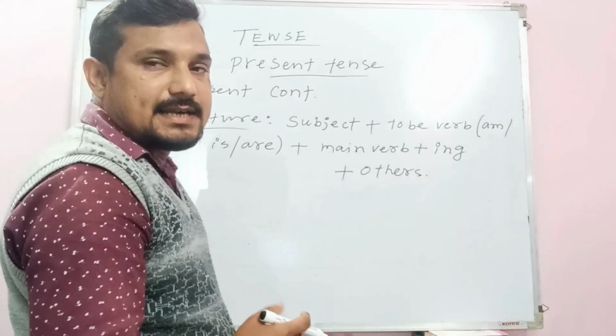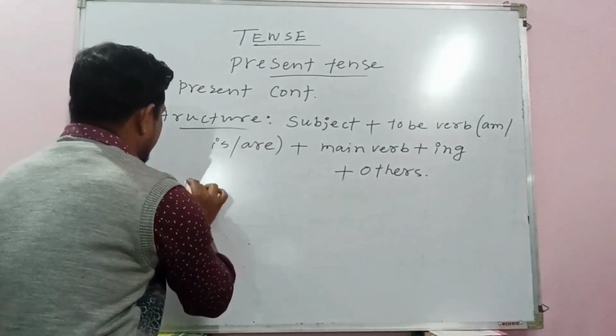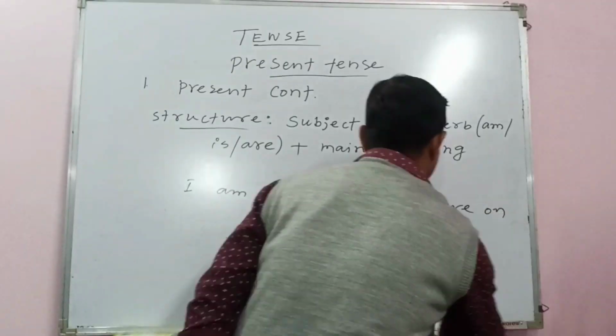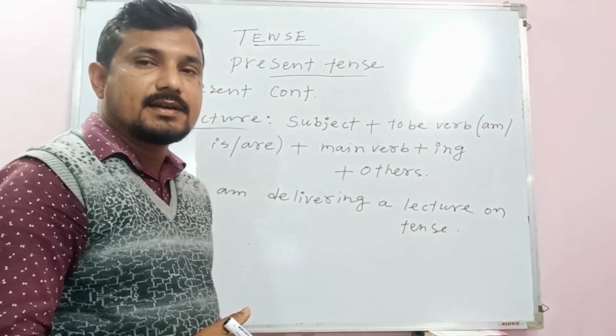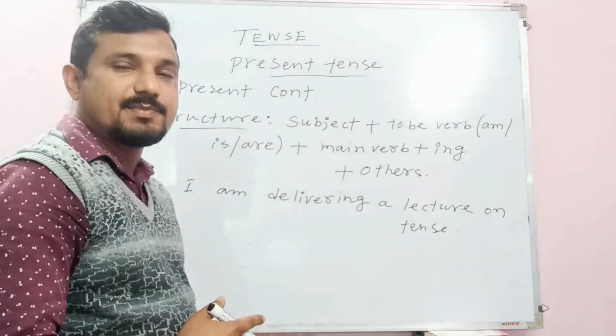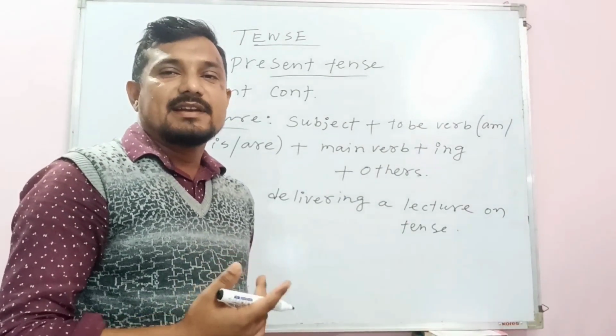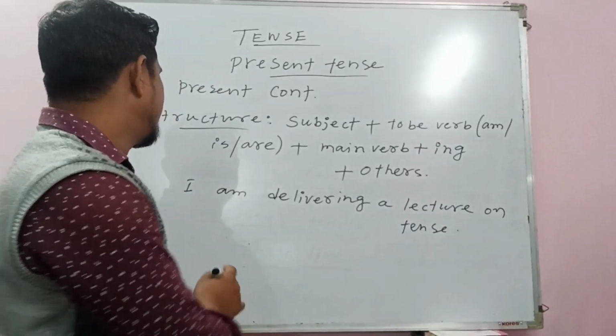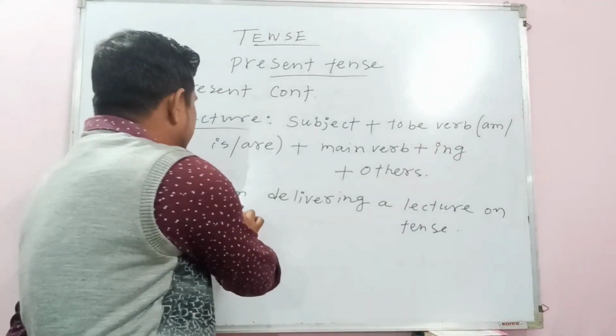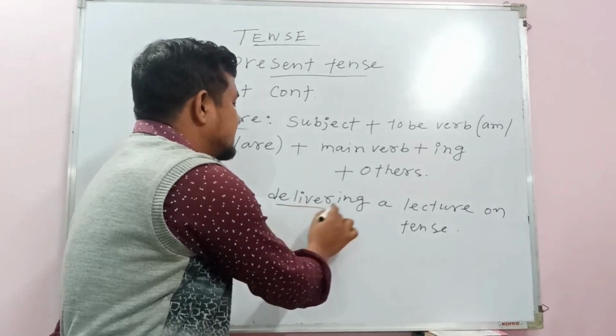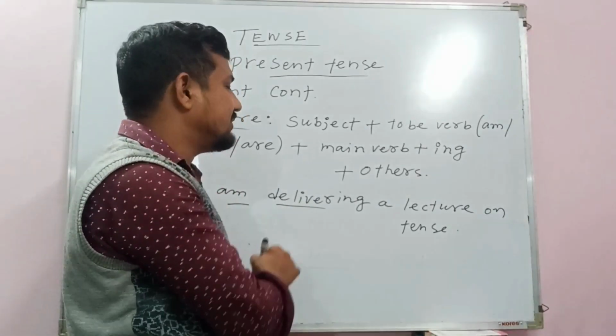Then let me give an example of present continuous tense. I am delivering a lecture on tense. This is present continuous tense because my lecture is going on. I am is be verb, main verb is deliver and ing is added with the main verb.